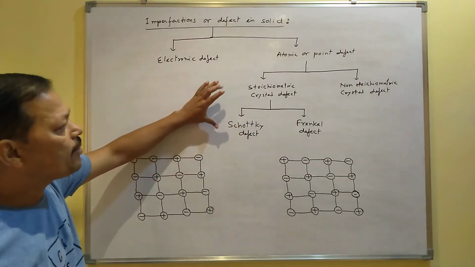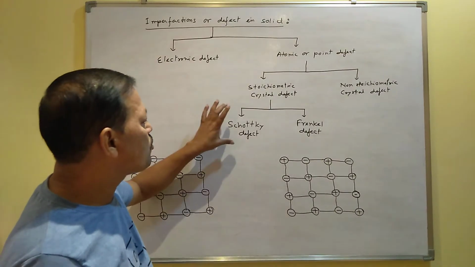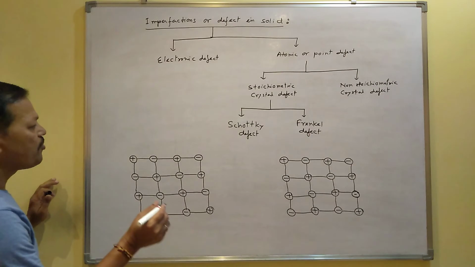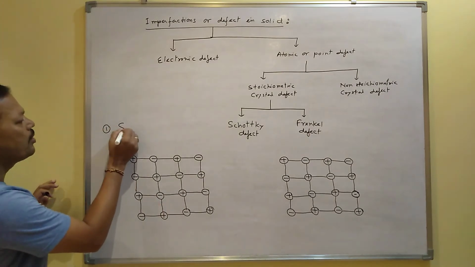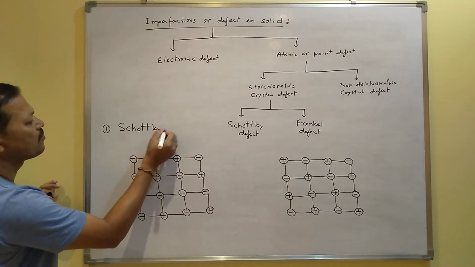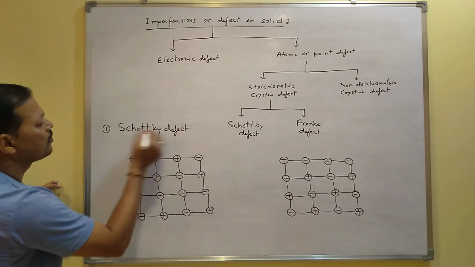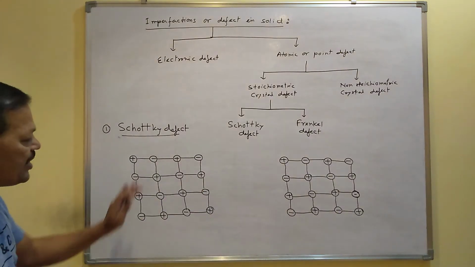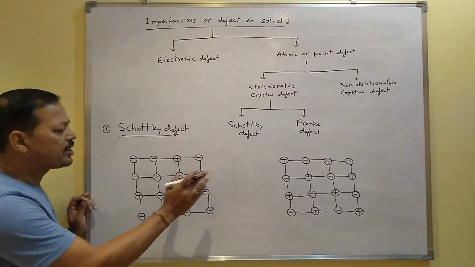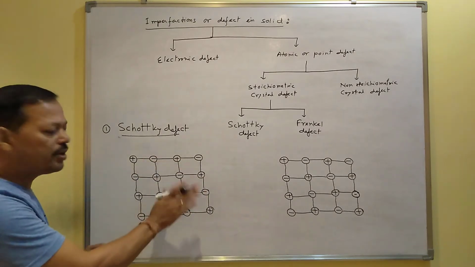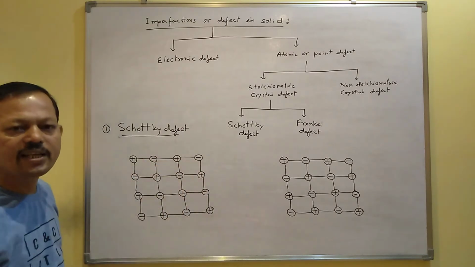There are two types of stoichiometric crystal defect. One is called Scotty defect and one is called Frankel defect. So now first time I will show you about the Scotty defect. Now this is one of the ideal crystal. Here all the particles are present in their own position. There is no defect inside the crystal. That's why now you consider this is ideal crystal.